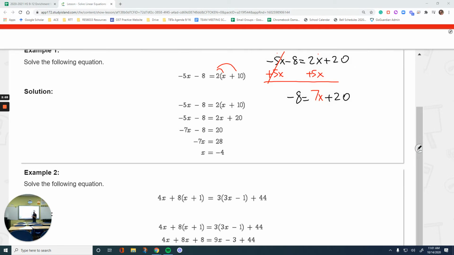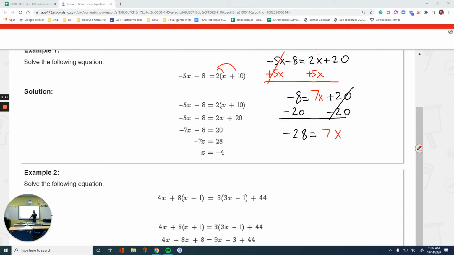Since the x is on the right side, and since I'm trying to isolate the x, I need to get rid of this by doing its opposite, which is minus 20. Since it was positive, I am subtracting it. Negative 8 minus 20 is negative 28. Drop down the equal, and 7x.